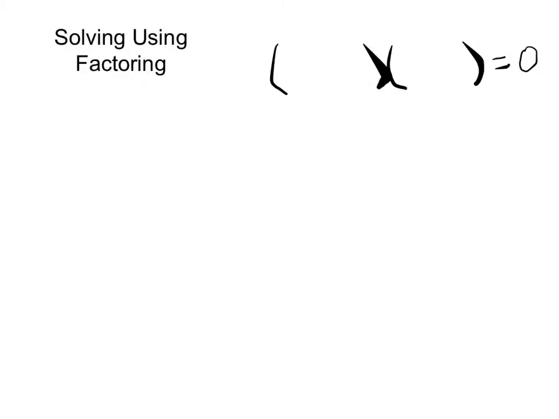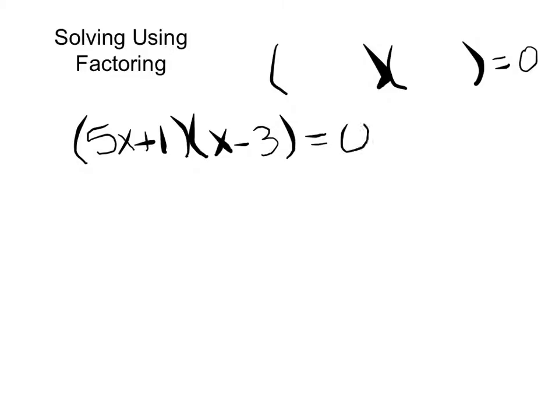So let's look at a couple of examples that are already set up for us to solve using factoring. Say we had 5x plus 1 as one factor, we had x minus 3 as the other factor, and this equation equals 0. We want to solve this equation for x. The zero product property says that if anything times something else equals 0, one of these two things needs to equal 0.